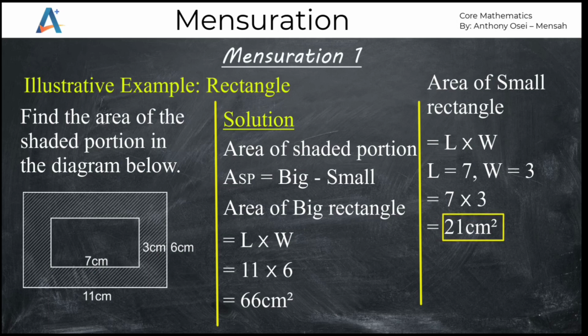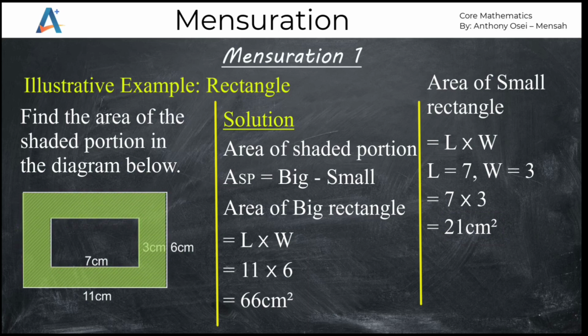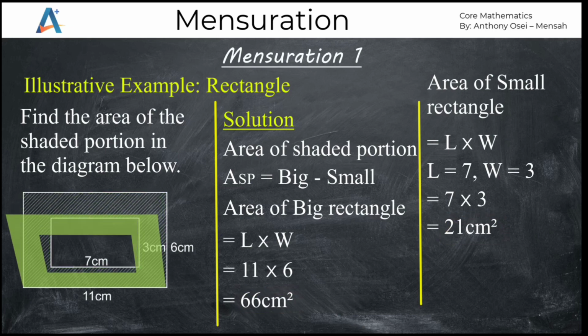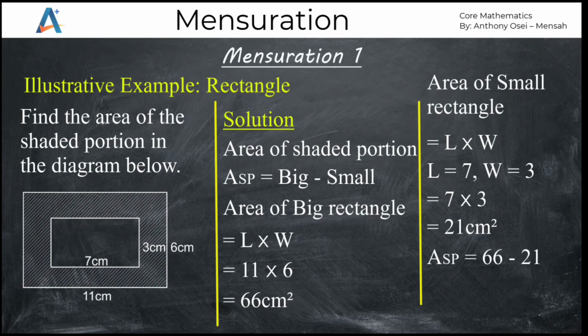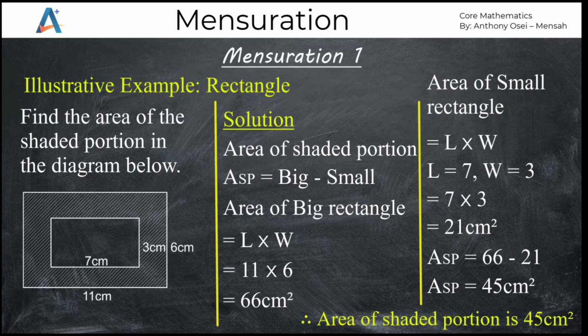Now, if you want to find the area of the shaded portion, it will be the area of the big rectangle, which is 66 centimeters squared, minus the area of the small rectangle, which is 21 centimeters squared. So the area of the shaded portion will be equal to 66 minus 21, which on the calculator should give us 45. So we get 45 centimeters squared. So therefore, the area of the shaded portion is 45 centimeters squared. So this answers the question, find the area of the shaded portion in the diagram below.